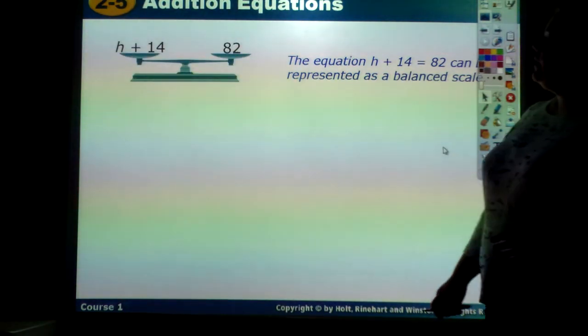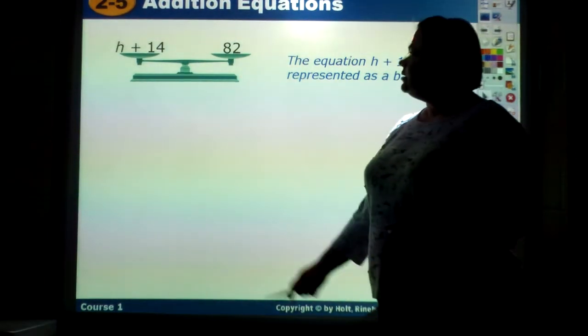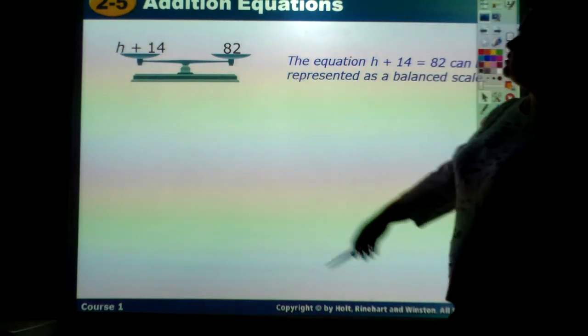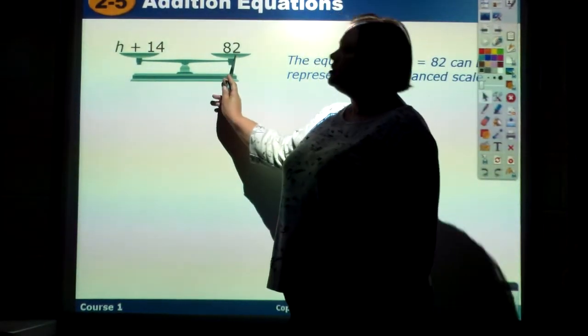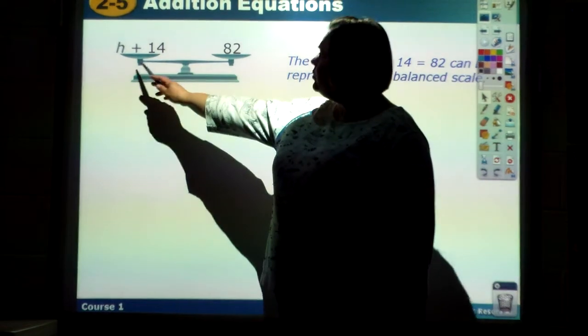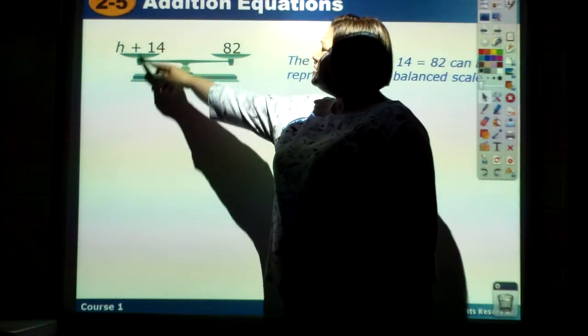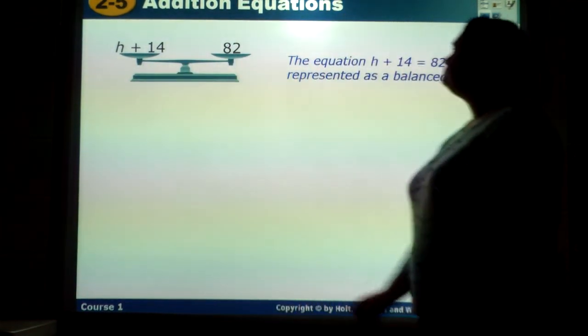Okay, we have our equation, h plus 14 is over here, and then 82 is over here. So we're going to try to figure out what we need to put in the place of h to make this balanced.